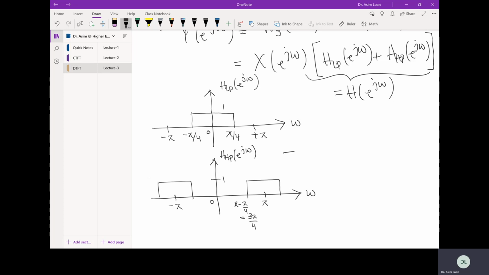Okay, so if I add these two, I'll get H of e^{j omega}. So I have from 0 to pi by 4, this portion, and then 3 pi by 4 to pi is this one. So this is pi. This is 3 pi by 4. This is pi by 4. And obviously I have the same thing over here.